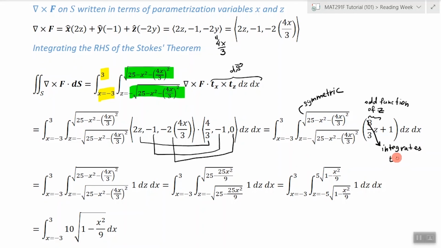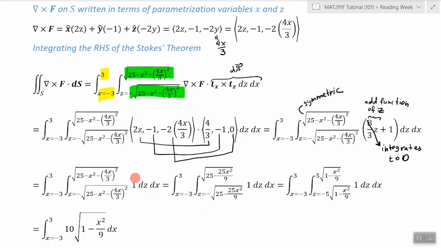Integrates to 0, because from z equals 0 to this number will give us a positive quantity, and then from negative this to 0 will give us a negative quantity. Okay, here I removed this term I just crossed out. Next thing I did is I simplified this expression.